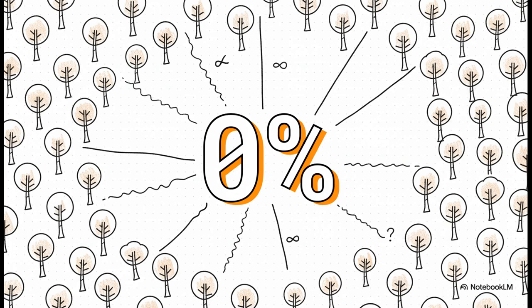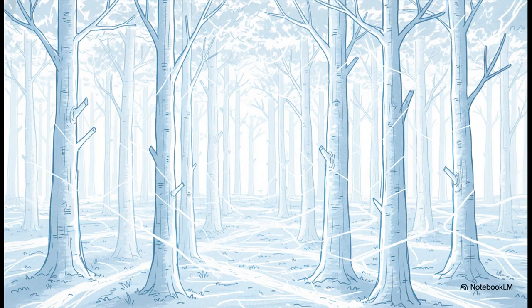And this all leads to a truly shocking conclusion. If you were to pick a direction completely at random, the mathematical probability of your line of sight having a rational gradient, and therefore hitting a tree, is 0. Not like close to 0. It is absolutely precisely 0. Just let that sink in for a second.